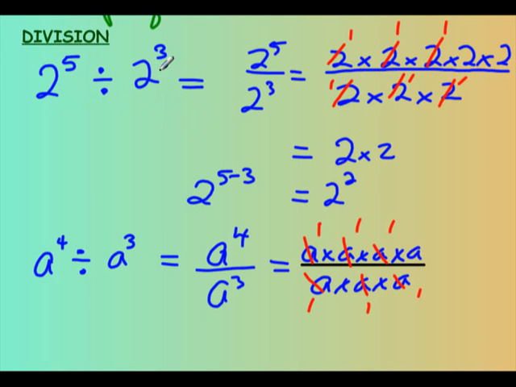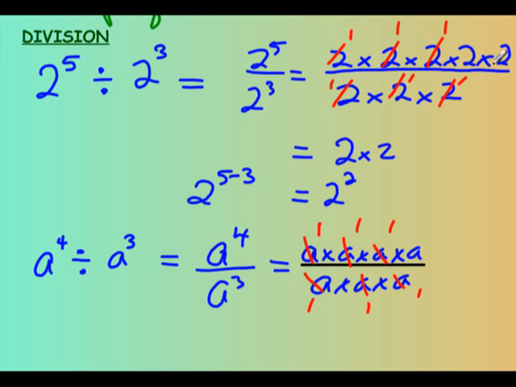Now if we have 2 to the 5th divided by 2 to the third, it can actually be written vertically. The first one is the numerator, and the second one is the denominator. I'm referring to this as the numerator power and the denominator power, the bottom number. 2 to the 5th is 2 times 2 times 2 times 2 times 2, and 2 to the third is 2 times 2 times 2. Now what I've done here is to cancel out the 2's.